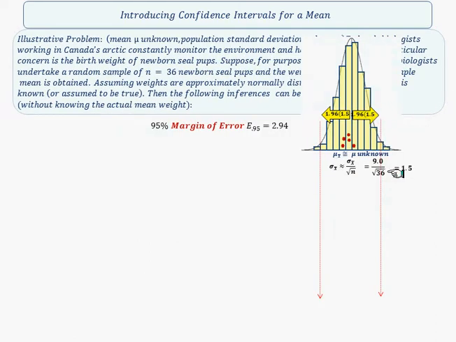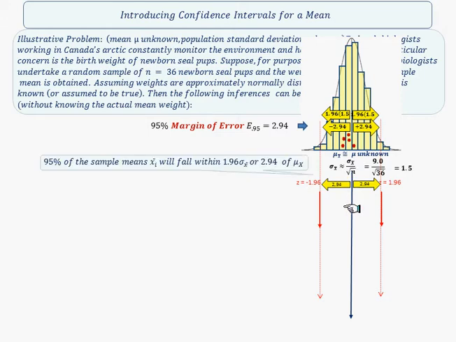Now we've just gone to another screen here. We basically replicated the previous screen. We have a margin of error of plus or minus 2.94. And you see that coming on the screen here now, which represents a 95% confidence interval about the mean.